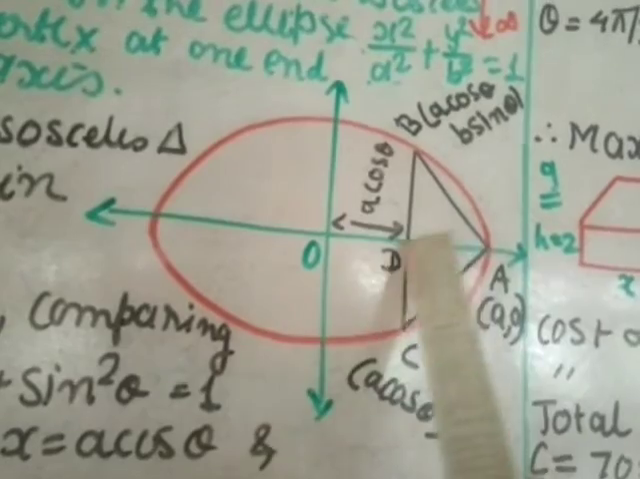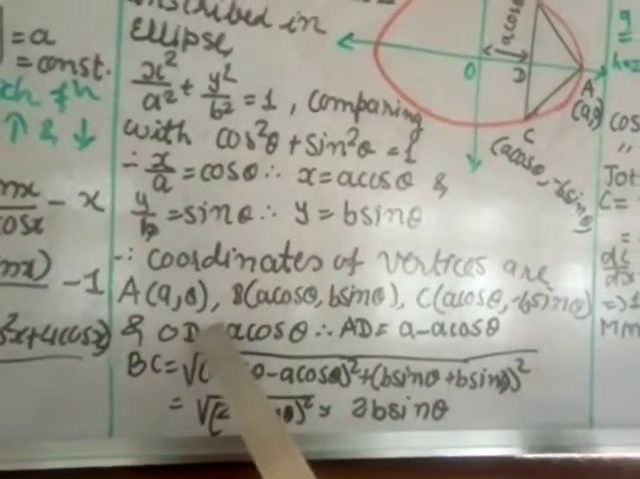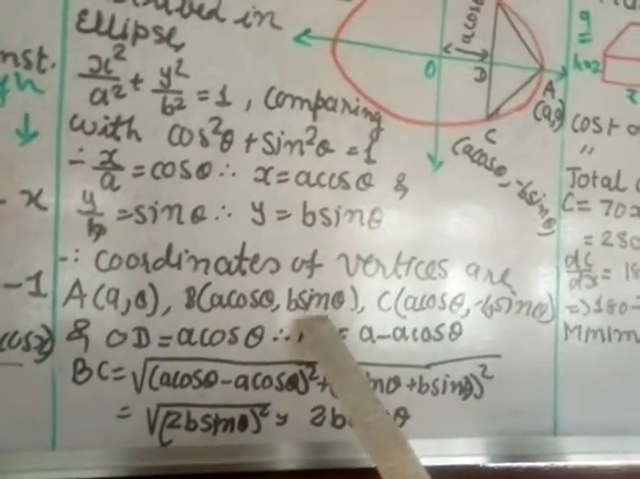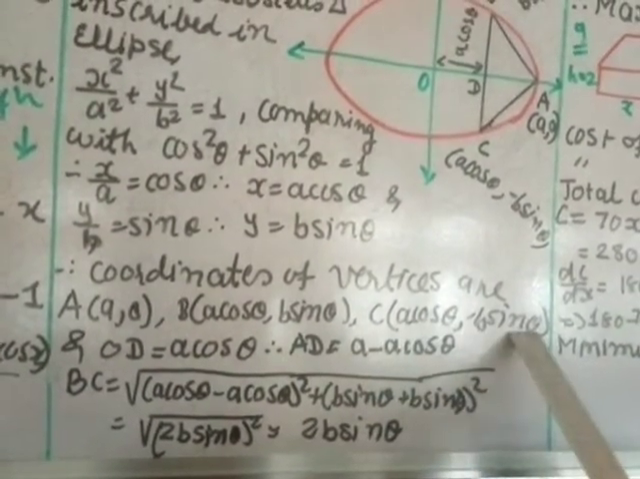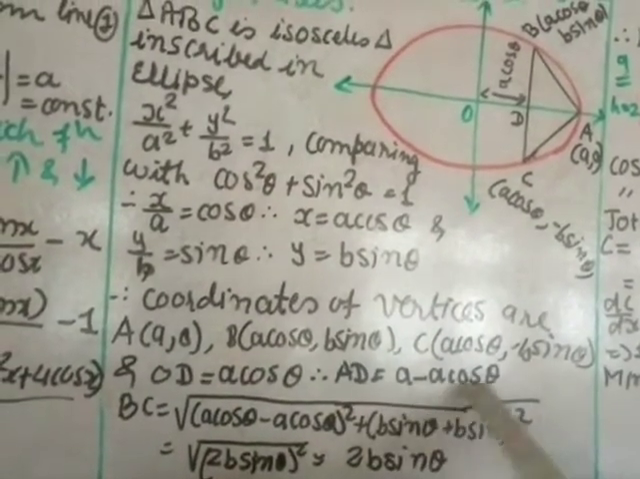So what will be AD? A minus a cos theta. Therefore, coordinates of vertices are A0, B a cos theta, b sin theta, C a cos theta, minus b sin theta. Then OD, as I said, is a cos theta, and AD will be a minus a cos theta. Now BC you have to find. So how do you find BC?